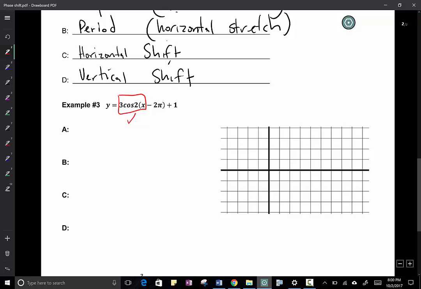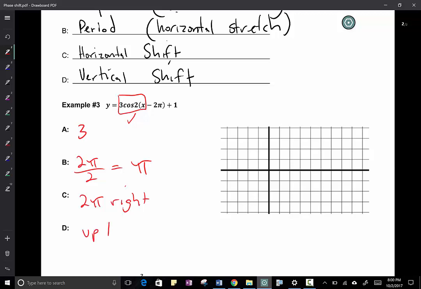Don't try to do it all at once. It's so hard to start a graph over there. You always want to start right at your first coordinate on the axis, and then you can shift. So here's what I'm going to do. The amplitude is 3. The period is going to be 2 pi divided by b, so the period is pi. My c is going to be 2 pi to the right, and then my d is up 1. So use A, B, C, and D to give you that guidance.